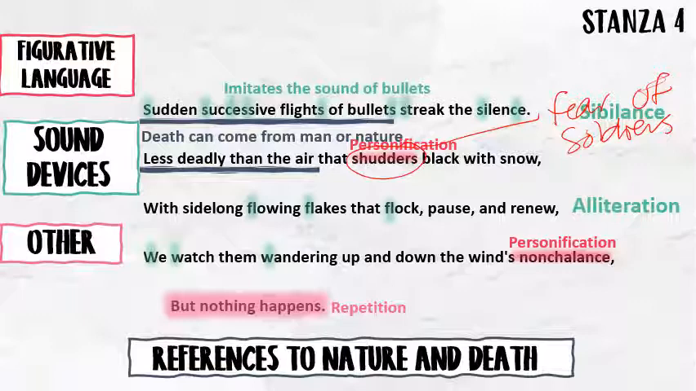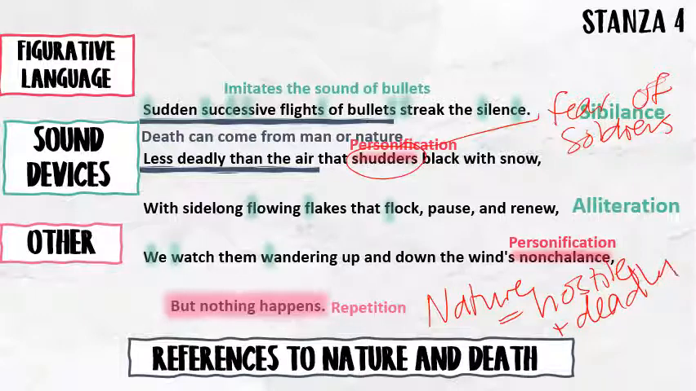Okay, so you might want to write that down. Nature, hostile, and deadly. Okay, so that is it for the first four stanzas of this poem. See if you can find anything else that I didn't point out today. Go back through your annotations and make any changes that you need to, so you can show me how you went.